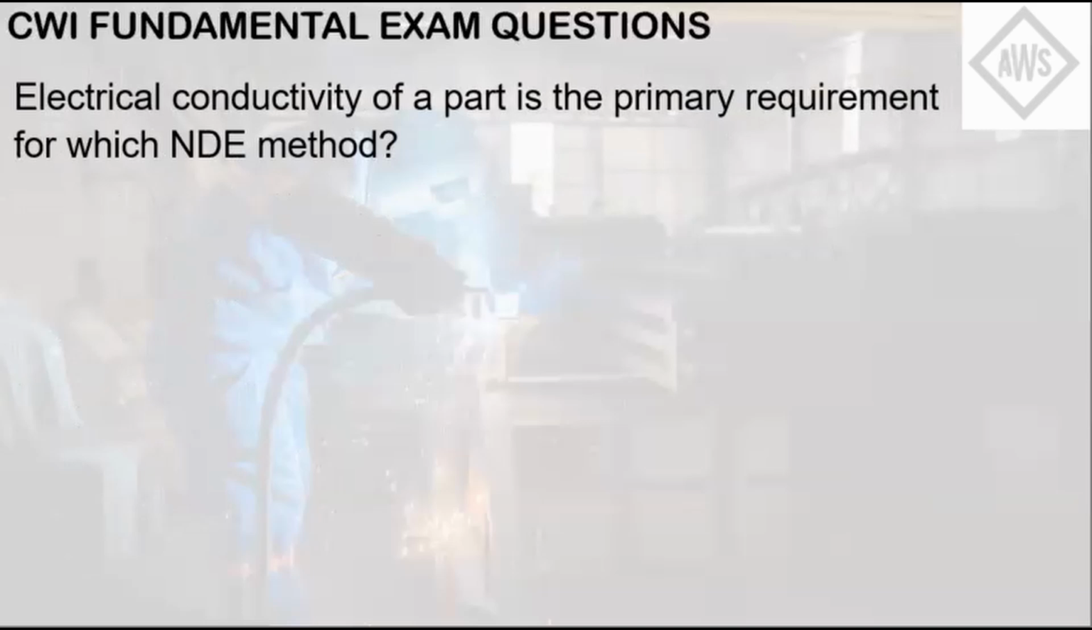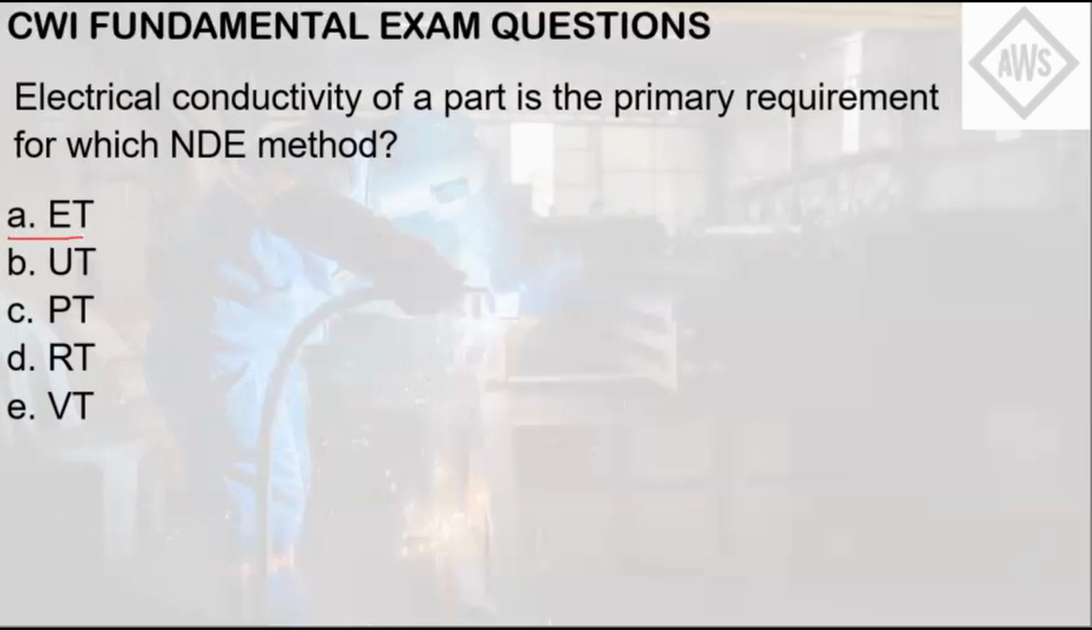Next question. Electrical conductivity of a part is the primary requirement for which NDE method? Letter A ET, letter B UT, letter C PT, letter D RT, letter E VT. Electrical conductivity is a main part of eddy current testing, which is the answer here, letter A.